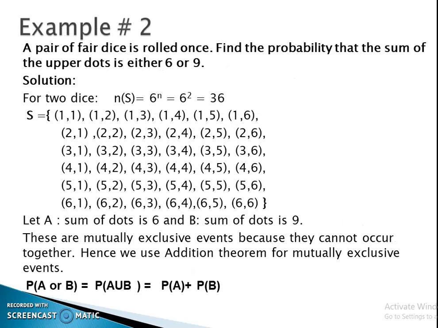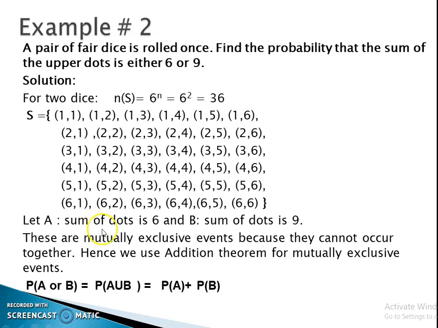Example number 2. A pair of fair dice is rolled once. Find the probability that the sum of the upper dots is either 6 or 9. Now you are familiar with constructing the sample space when a pair of fair dice is rolled once. We know that the number of sampling points in the sample space when a pair of dice is rolled is 6 raised to the power n, equal to 6 power 2, equal to 36. There are 36 possible outcomes in the sample space.